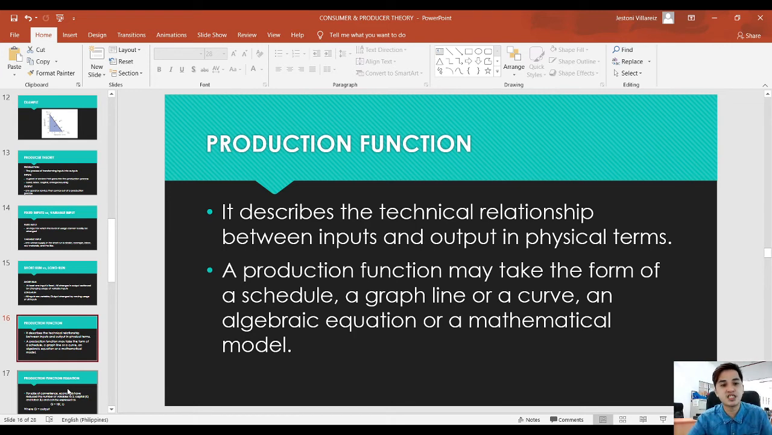Alright, production function. We can describe our production function in many ways: in a schedule, a graph, or a mathematical equation. The production function describes the relationship between inputs and outputs, and this is how it looks.